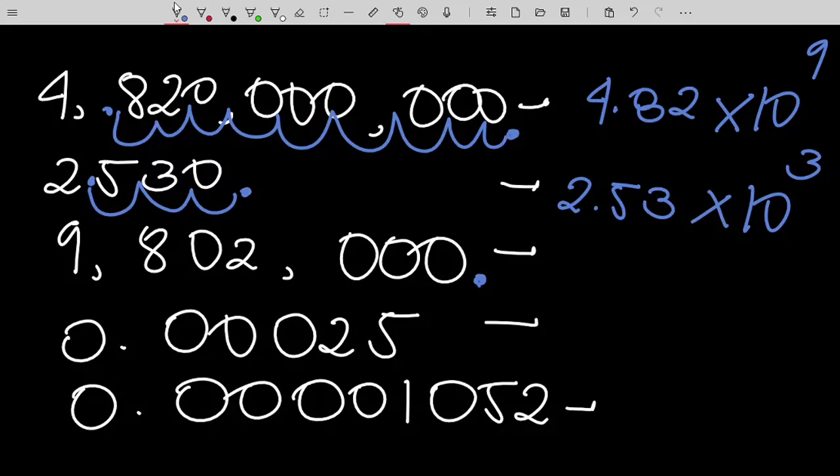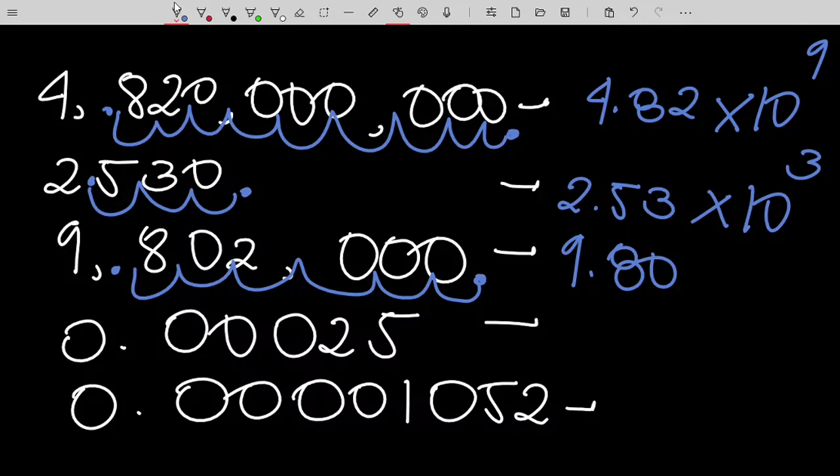So move it like 1, 2, 3, 4, 5, 6. Now the first thing to do, or the second thing to do, is to include your x value, which is 9.802, then the times 10, and how many times did we move it? We actually moved it 6 times, so 6. Should it be positive or negative? Positive, because we moved it in the left direction.